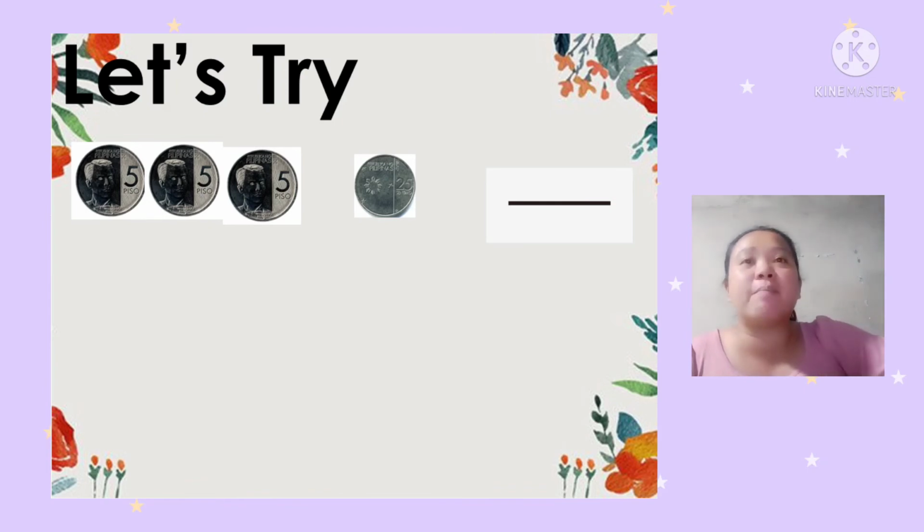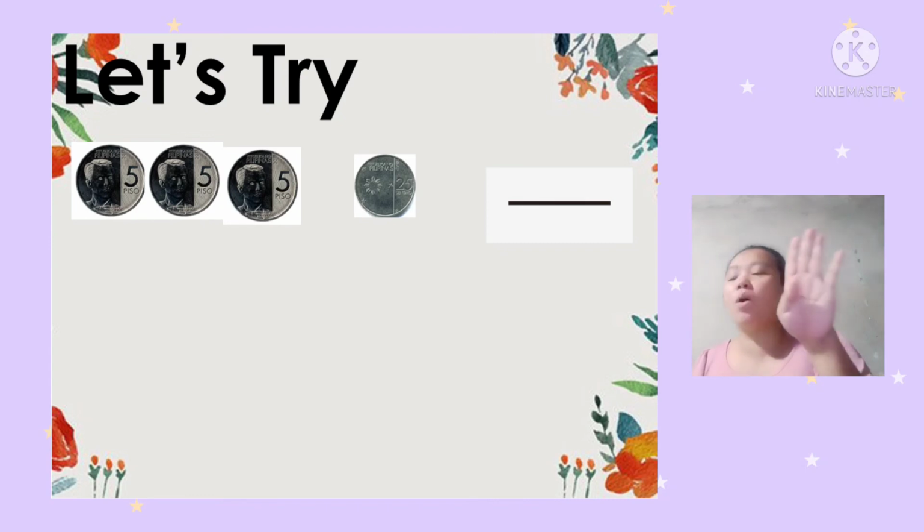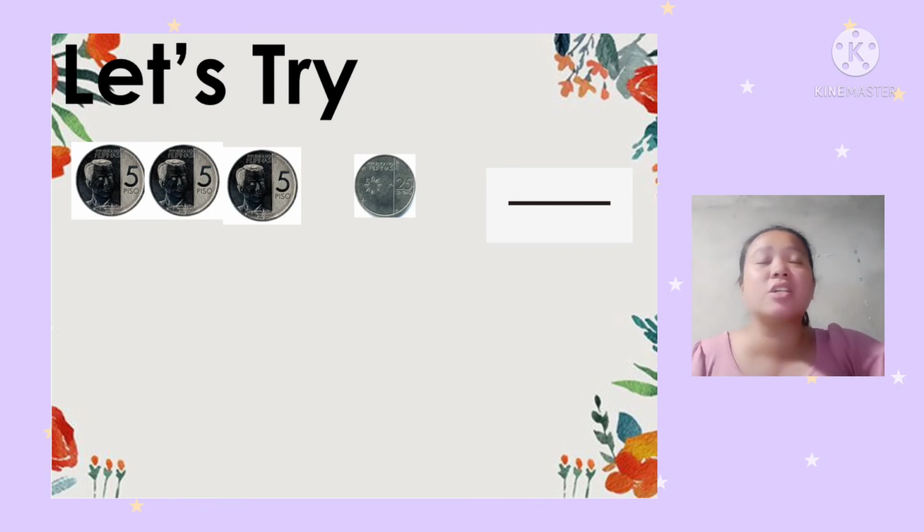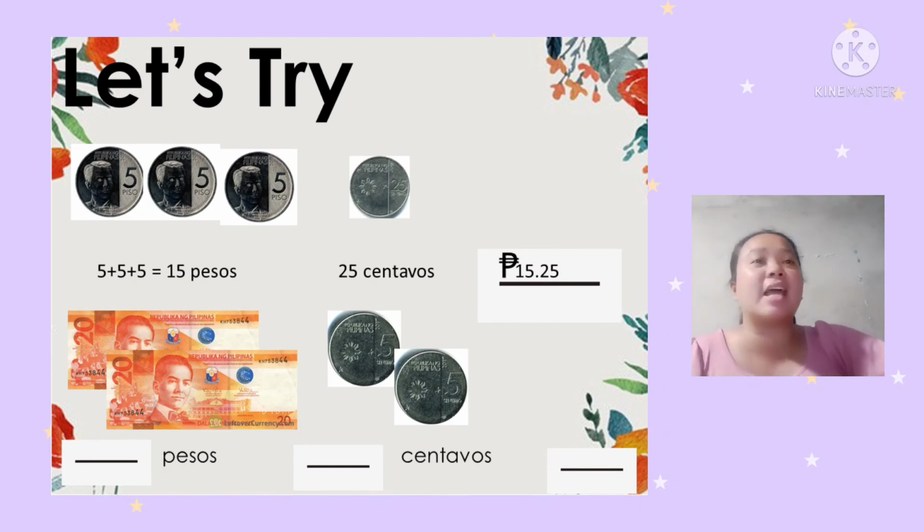So we have 5 pesos, 5 pesos, 5 pesos, and we have here 25 centavos. What is the total amount of money? Ready? Write in 5, 4, 3, 2, 1. If you are not yet done, you can pause the video. But those who are finished, let's check your work. Okay, the answer is like this. Peso sign, 15 pesos and 25 centavos.